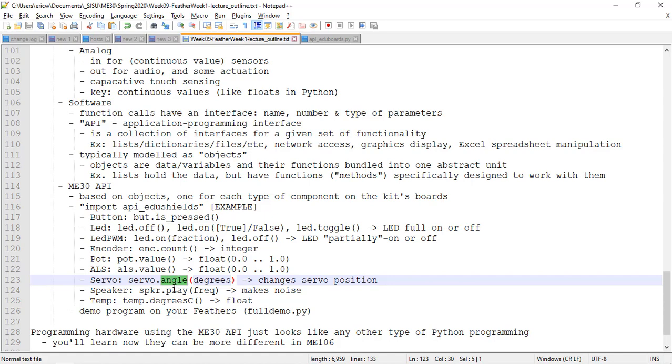A speaker, you give it a frequency to play, and it plays it until you tell it to stop. So I believe there's also a missing method here, a missing function called off or stop, that you call to get it to stop making whatever frequency it's playing. And temperature sensor, of course, there's only one thing you can ask it for, and that happens to be the current degrees in Celsius.